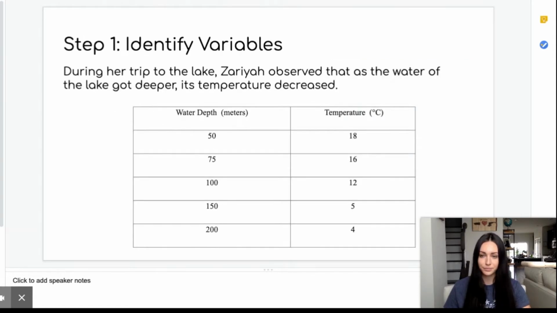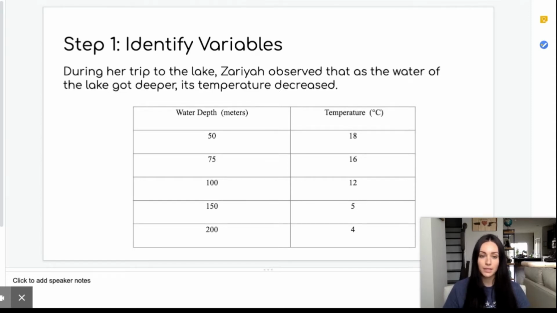So now we're going to walk through the steps to creating an effective graph, and we will walk through an example of creating a graph together. Your first step, before you even pick up pen and pencil, is to identify your variables. Find out for the particular graph that you are creating, what are the independent and dependent variables. If you need a reminder on how to do that, please go back and watch our video on independent versus dependent variables.